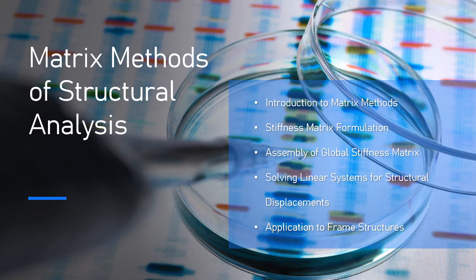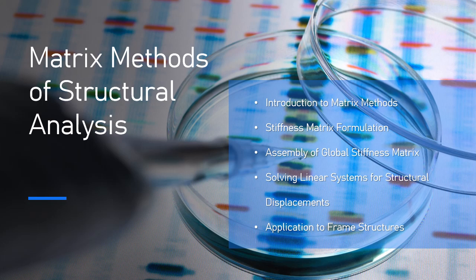3. Assembling the global stiffness matrix. After transforming the local stiffness matrices for each frame element to the global coordinate system, the next step is to assemble the global stiffness matrix. This is done by placing the individual element stiffness matrices in their correct locations within the global matrix based on the connectivity of the nodes.